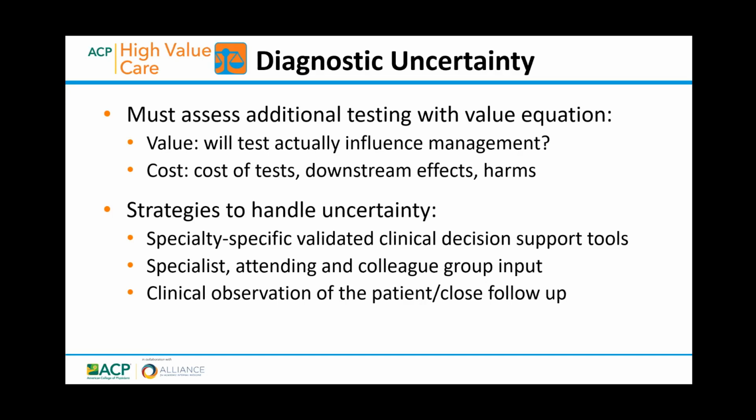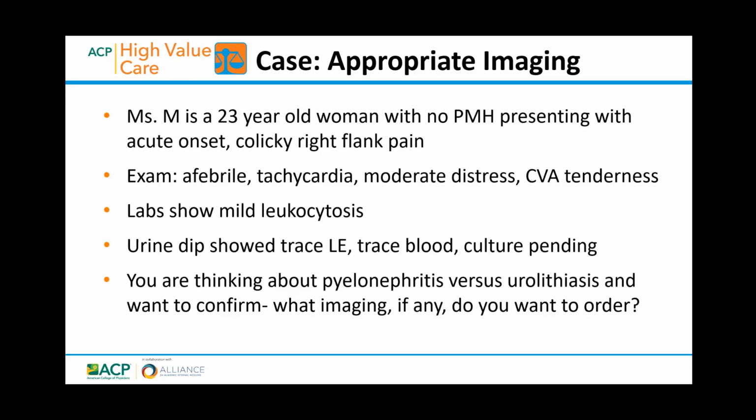What are other strategies that we can use? We can use things like clinical decision-making tools that have been tested, right? Just like the PESI score for PEs, or the pneumonia severity score, the CURB-65 for pneumonia management. Using scores and tools, we can also use the rest of our team, right? Specialists, an attending or resident, your colleagues, and clinical observation of the patient, watching them over time, and how that can affect your decision.